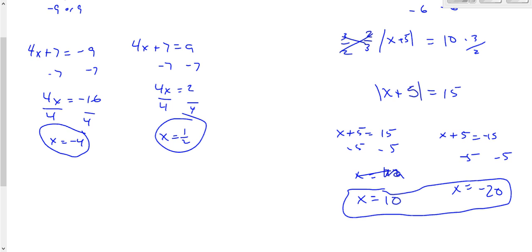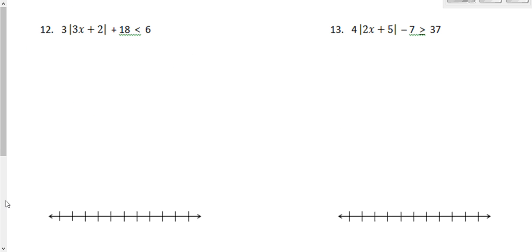Now on to number 12 and 13. With number 12 and 13, they are inequalities, but we still need to do the same thing as we did with number 10 and 11. So we've got some extra stuff going on outside of the absolute value. We need to clean it up. So we're going to subtract the 18. That gives us 3 times the absolute value of 3x plus 2 is less than -12. You divide by the 3, and you get the absolute value of 3x plus 2 is less than -4.